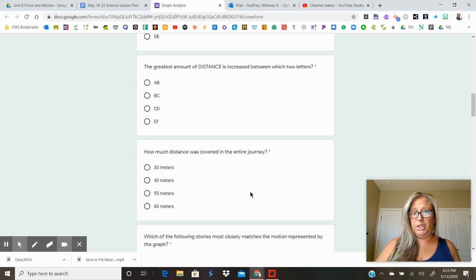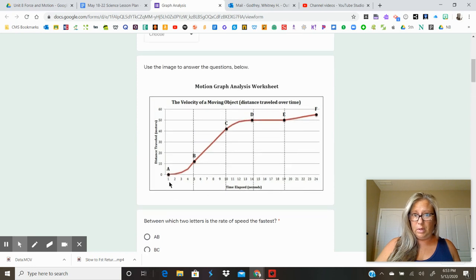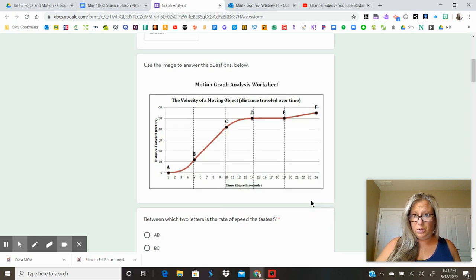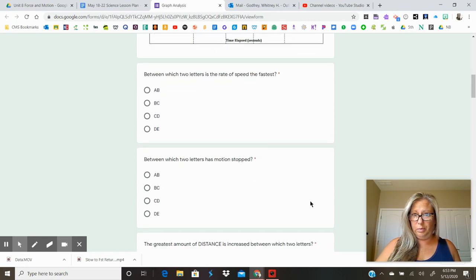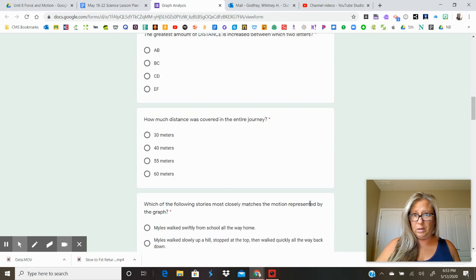All right, now, how much distance was covered during the entire journey? Let's go back up, and it's starting at about 1, right? And it's going to about 55. So it might be 54, but I'd pick the closest to that. All right, did you find it?